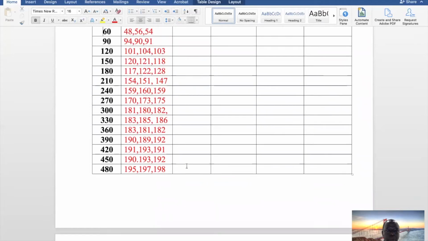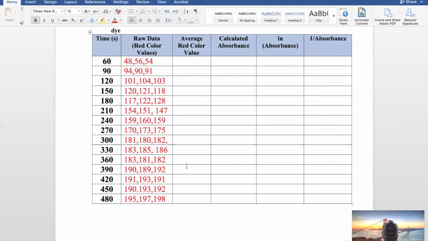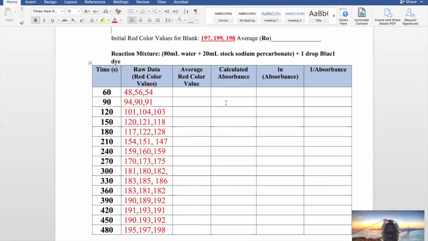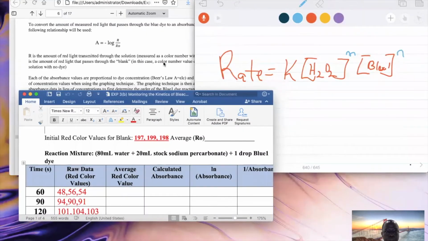I had to take a snap of that. You will find the average color value for each one of them. I know you know how to find the average. If you are using a spreadsheet or Excel, you will type that as well. Or if you are doing it manually, that's fine as well. And then here the calculated absorbance. Let me just show you that. Absorbance is based on this equation, look at this equation.